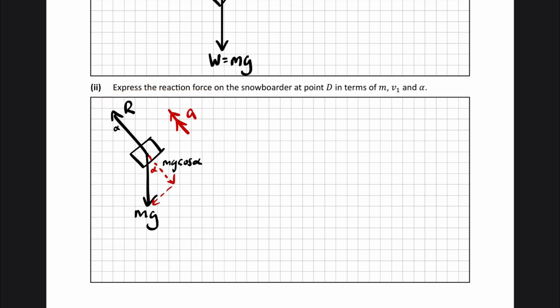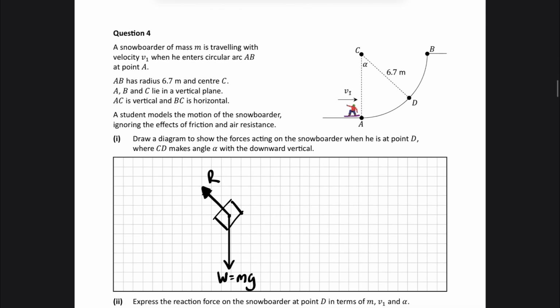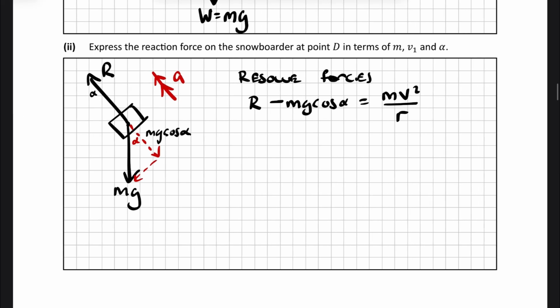So then for forces, to resolve the forces, I'm going to say that R minus mg cosine alpha must equal mv squared over r, where, just taking a moment to pause here, v1 is the start, and this new unknown one I'm going to call v. Okay, so with that in mind, let's resolve. Oh yeah, we're nearly done there, but we're not going to get anywhere for a moment because it said to do it in m, v1 and alpha, but here I have it in terms of v.